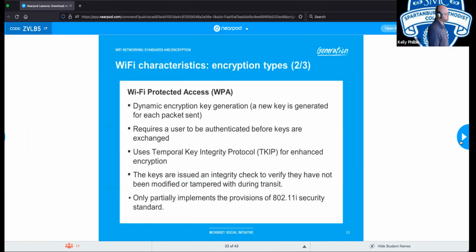All right. After that, we needed to increase it a little bit. So we moved up to WPA. This is now dynamic encryption key generation. It now uses a new key generated for each packet that is sent through the network. So instead of having just a single key that it continually uses, there's a new key used with each packet. And it needs the user to be authenticated before keys can be exchanged.